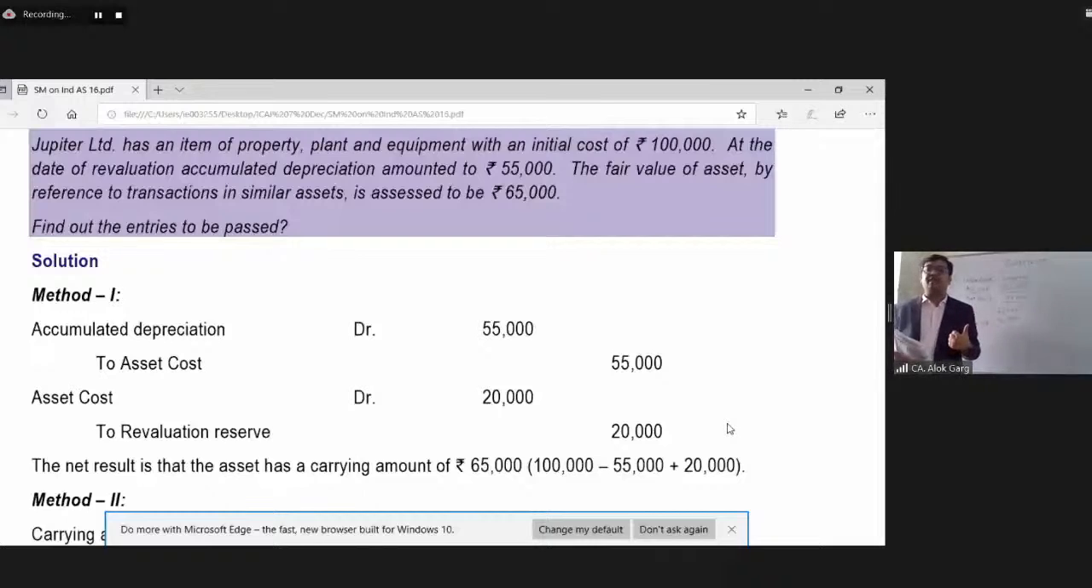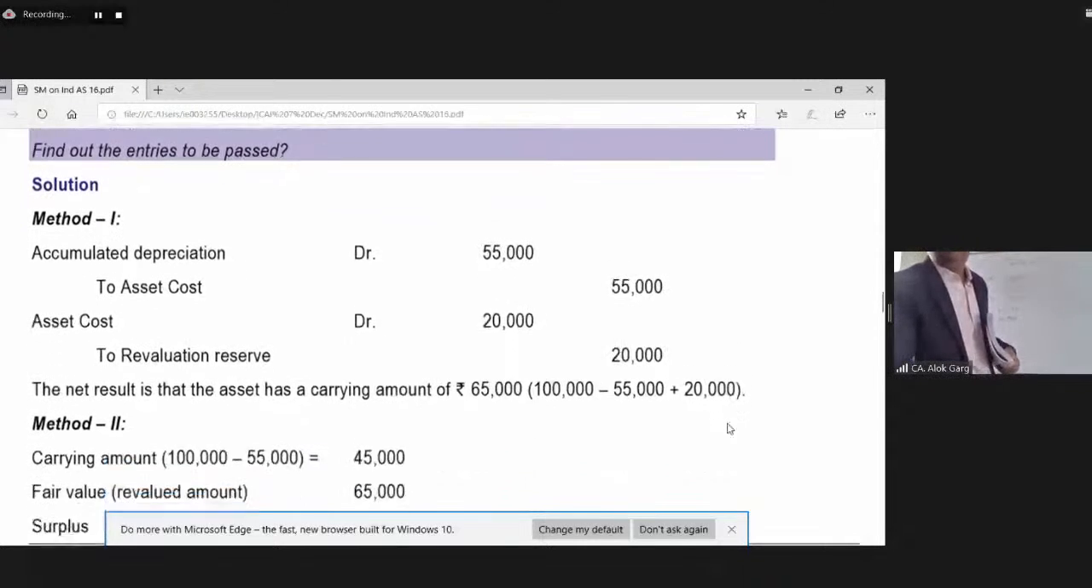So this was your net approach. 1 lakh was the total cost. Then you have reversed 55,000 and added revaluation surplus of 20,000. Now the balance becomes 65,000. So this was the net approach. Now what is the gross approach? Method number 2.